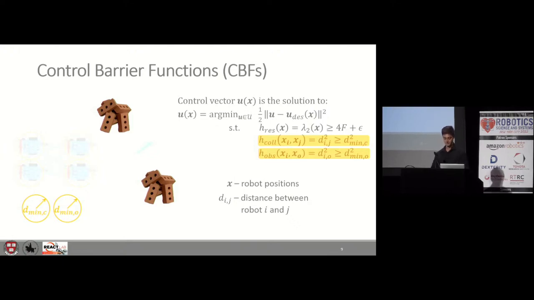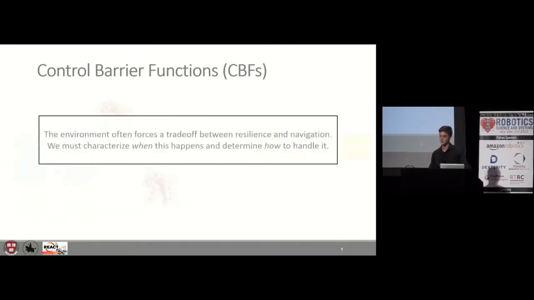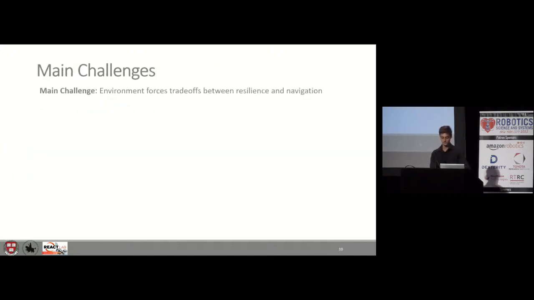Now, ideally, a CBF can handle all of these constraints simultaneously, but sometimes it can be difficult for the robots to maintain a close-knit, well-connected formation while navigating through certain environments. In these cases, the environment forces a trade-off between resilience and navigation. In this paper, we look to characterize when this happens and determine how to handle it.